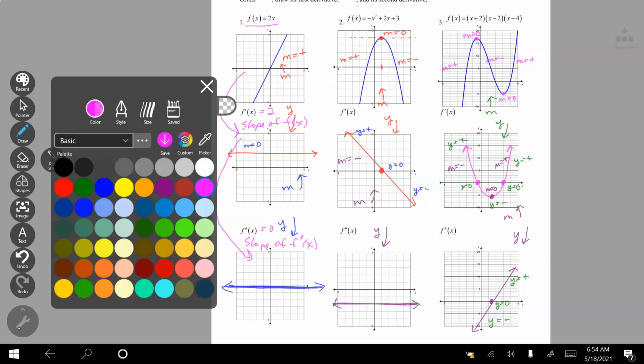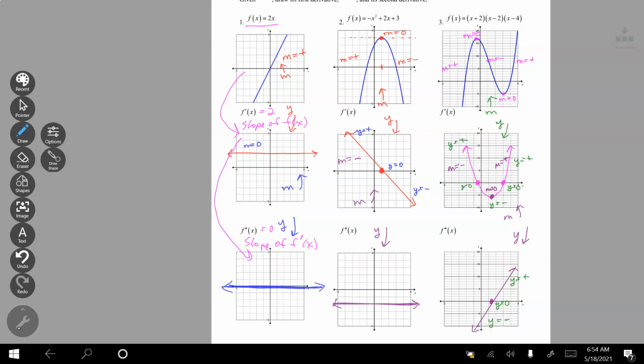Let me pick green. When I go from the original graph to this, f prime is the slope, and the slope of this function is going to be negative 2x. That looks like negative 2x. And when I go from here to here, f double prime is the slope of f prime. Well, that is negative 2, and that does look like negative 2.